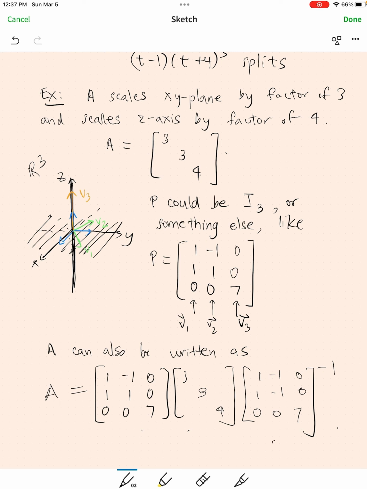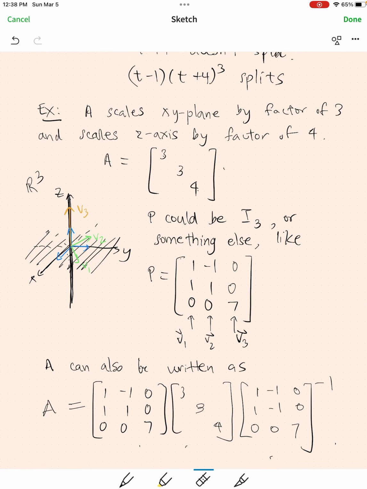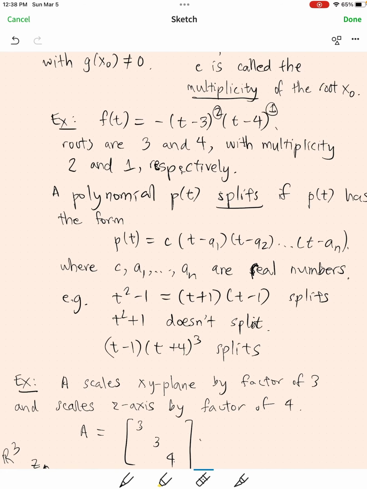So the point I'm trying to make is that there's lots of different possibilities for P and D. All you need to make a P is that the columns are linearly independent eigenvectors corresponding to the eigenvalues. But that's the only requirement. There isn't a specific eigenvector you have to use.